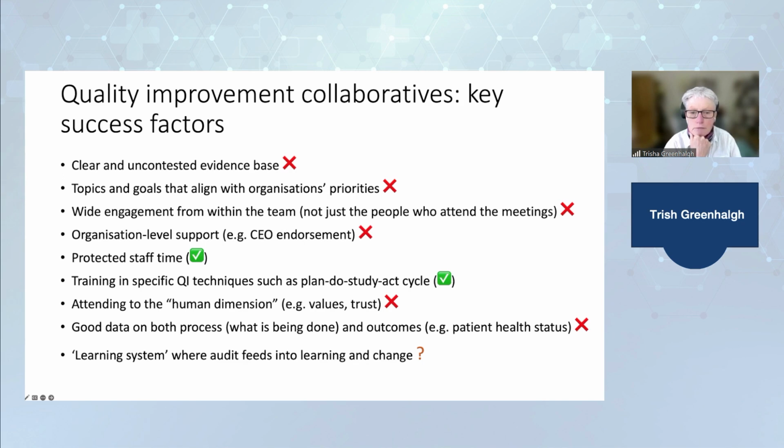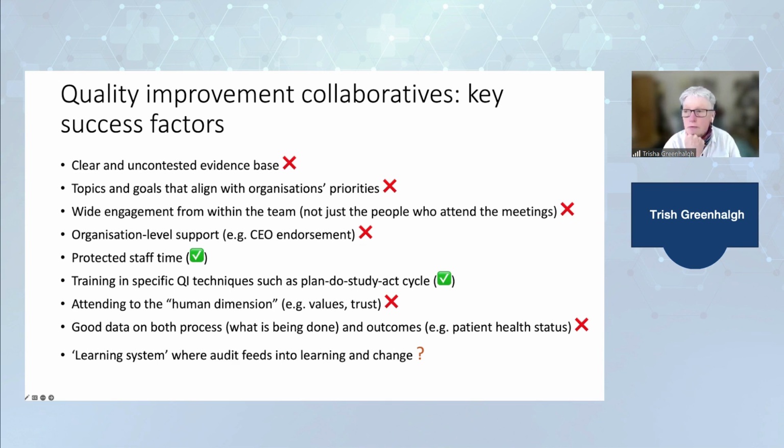Another key success factor for quality improvement collaboratives is wide engagement from within the team, and not just the people who come to the meetings. And I think in our QIC in locomotion, people came along, and they were the people who were being paid from the locomotion study. But sometimes those people didn't have a lot of power in the organizations and in the clinics. The clinics were running the way they wanted to run, and they weren't all that interested in what was going on in those QIC meetings on Friday afternoons.